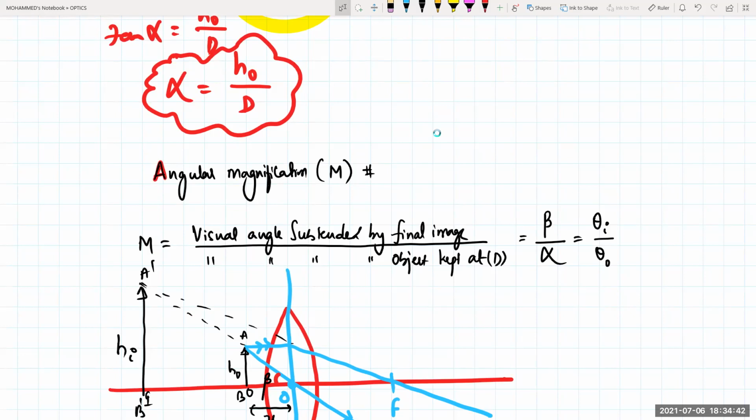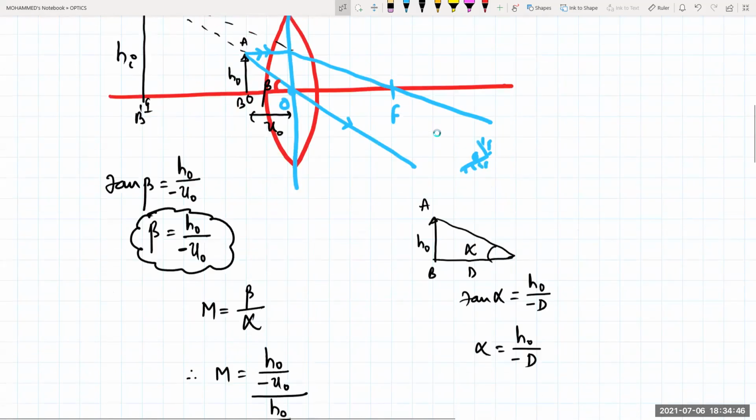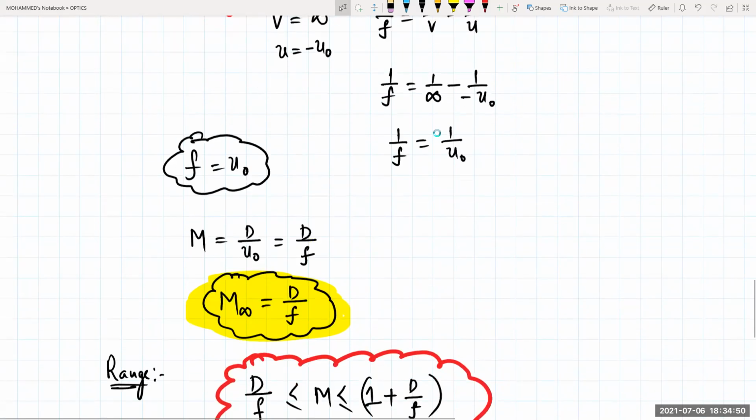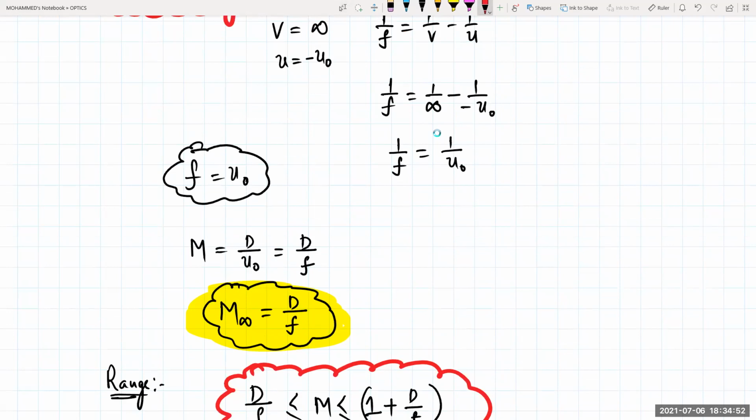To increase the magnification, what do I need to do? See here, magnification is inversely proportional to focal length. So if I decrease the focal length, what happens to the magnification? It will increase. More power. So to increase the magnification, we should reduce the focal length. Is it clear?